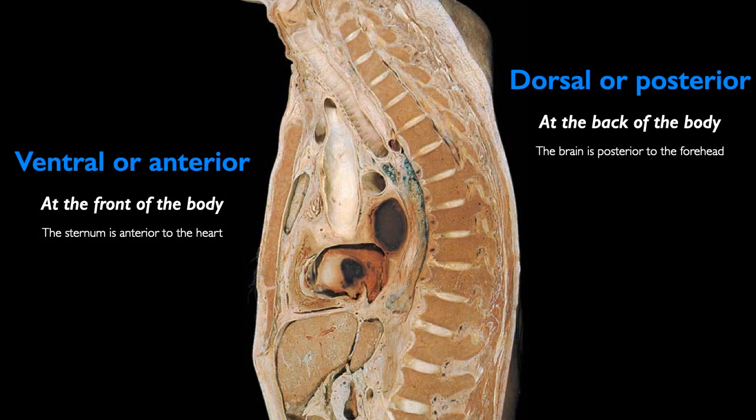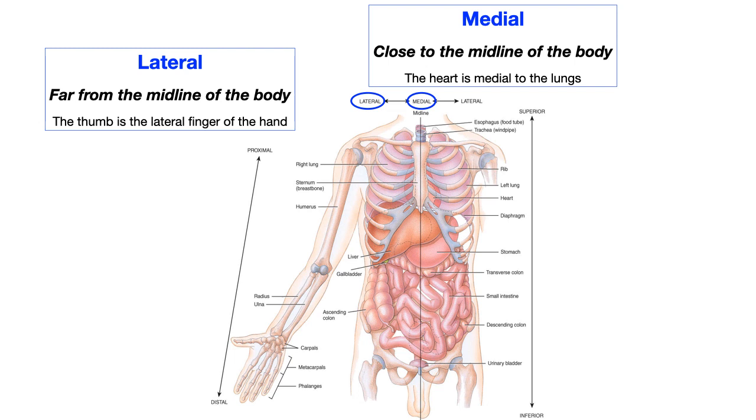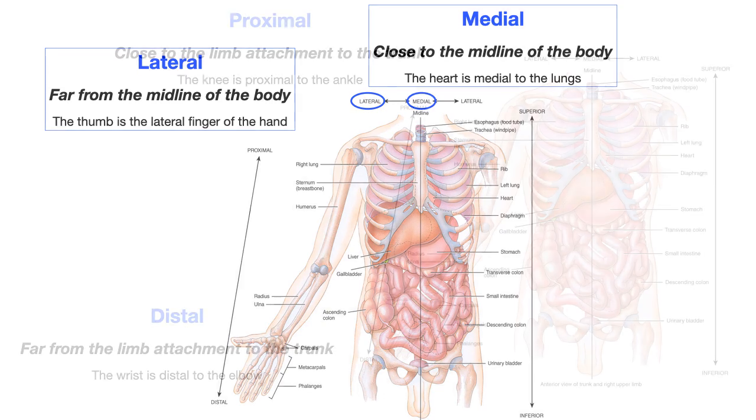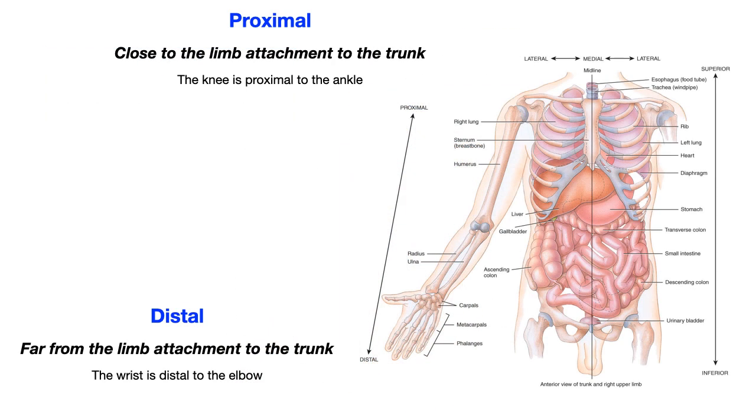Ventral or anterior means at the front, while dorsal or posterior means at the back. So the spine is posterior to the heart. Medial means close to the midline of the body, and lateral means far from that midline. Then we have proximal, meaning close to the limb attachment to the trunk, and the opposite, which is distal, far from the attachment.